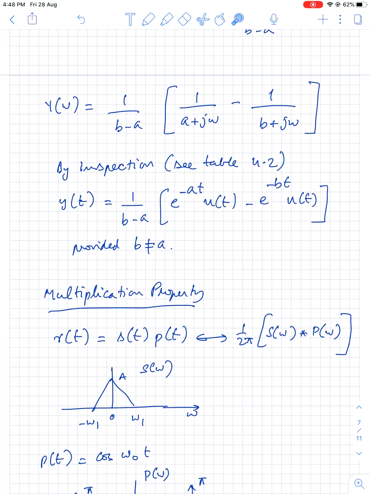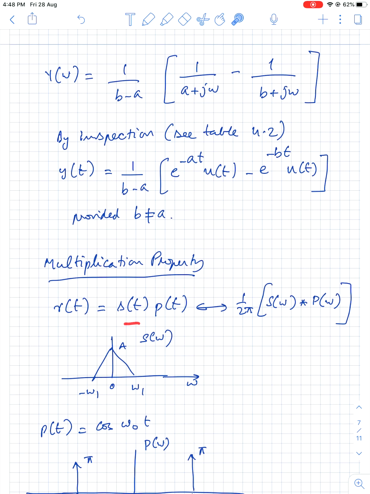Suppose there is one signal s of t and another signal p of t. When you multiply s of t by p of t, if you take the Fourier transform, it is actually 1 by 2 pi S of omega convolved with P of omega. So the Fourier transform of this r of t is nothing but the convolution of the Fourier transforms of the two signals we are multiplying, with a scaling factor of 1 by 2 pi.